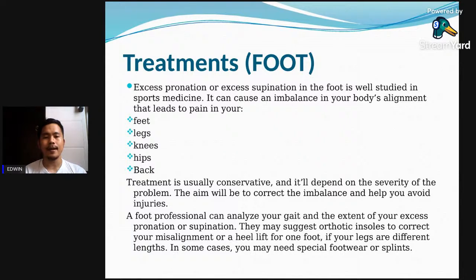A foot professional can analyze your gait and the extent of your excess pronation or supination, and may suggest orthotics so as to correct your misalignment, or a heel lift for your foot. If your legs are different lengths, in some cases you may need special footwear or splints.